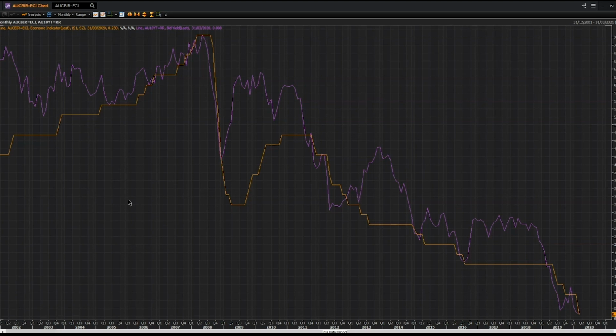So for that reason, if bonds in Australia, in this example, are more attractive, then there's also going to be increased demand for Australian dollars because investors are going to have to buy Australian dollars before they can buy Australian bonds.